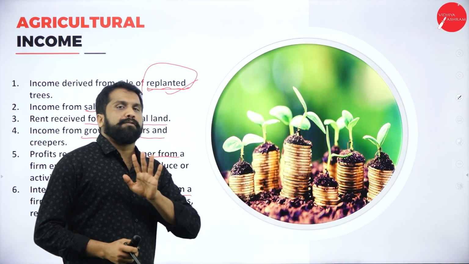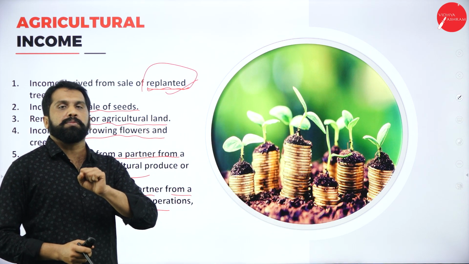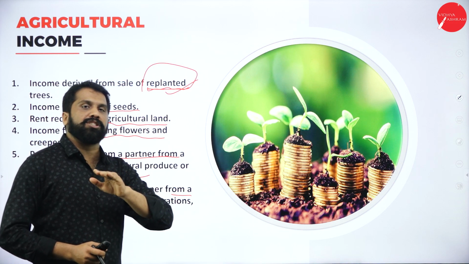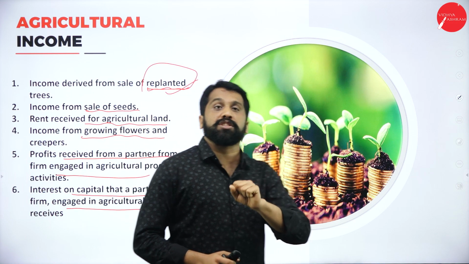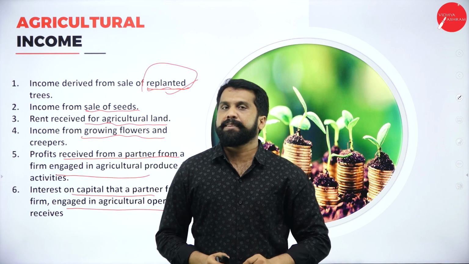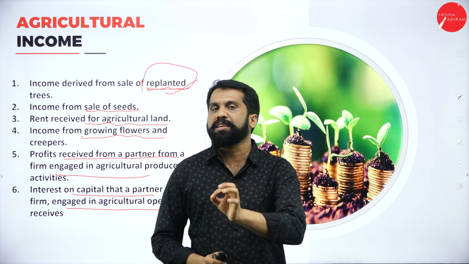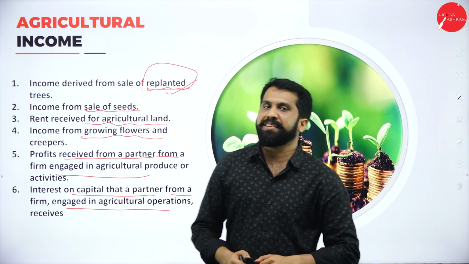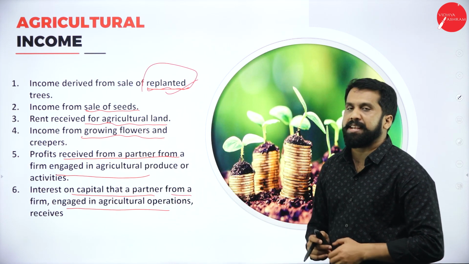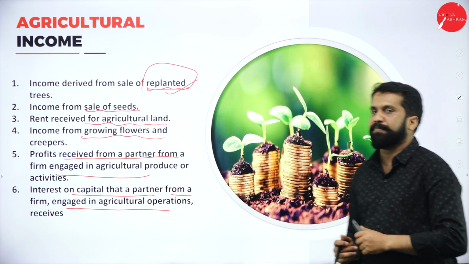Hardly, you may get a 5-mark question: what do you mean by agricultural income, and list out any 5 items which come under agricultural income. There is no problem on agricultural income. Just remember any 5 points. Please take a screenshot. I'll go out of the screen.